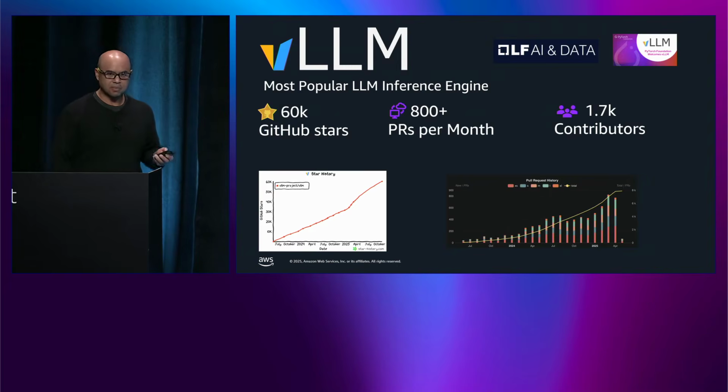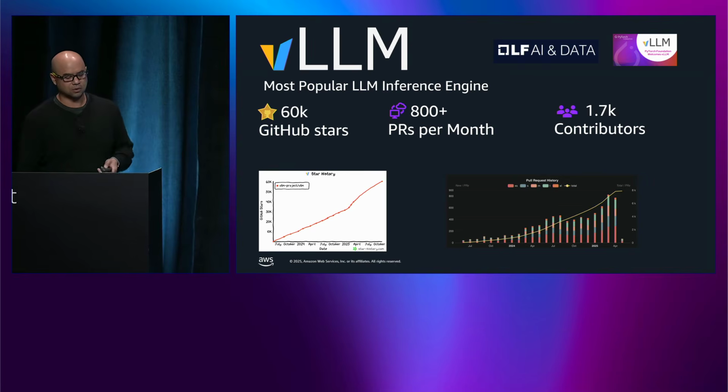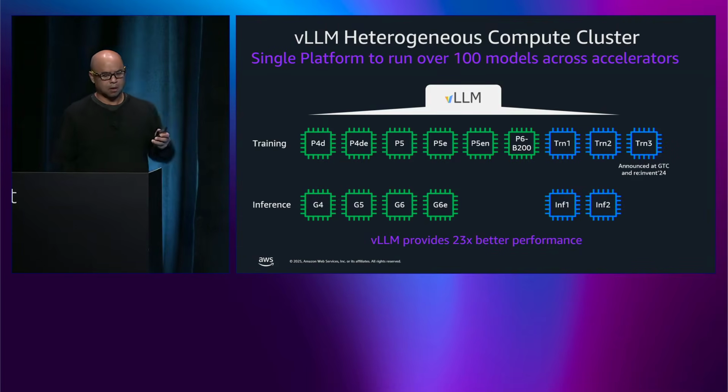So, vLLM is an inference engine. It is open source. It is part of the Linux AI and Data Foundation, as well as the PyTorch Foundation. It is very popular. It has over 60,000 GitHub stars, and is very active as well, with over 800 PRs per month by over 1,700 contributors. vLLM provides a single platform to run over 100 model architectures across different accelerators. It's not just NVIDIA GPUs, it's Trainium and Inferentia, as well as AMD and other accelerators.